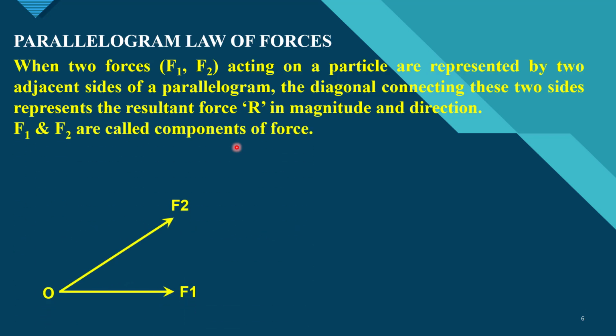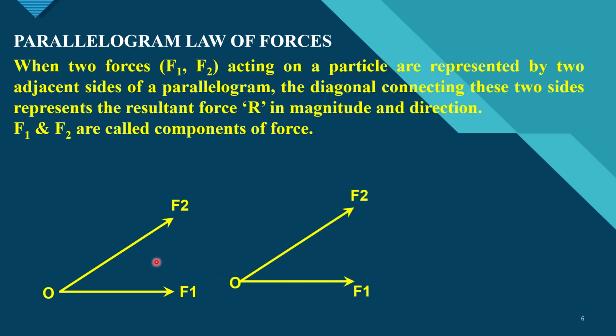Okay, so here you can see that two forces F1 and F2 are acting at point O. I want to replace these two forces by a single force which is known as the resultant of F1 and F2. So how can we find out the resultant using parallelogram law of force? So for that, I need to represent these two forces by two adjacent sides of a parallelogram in magnitude and direction.